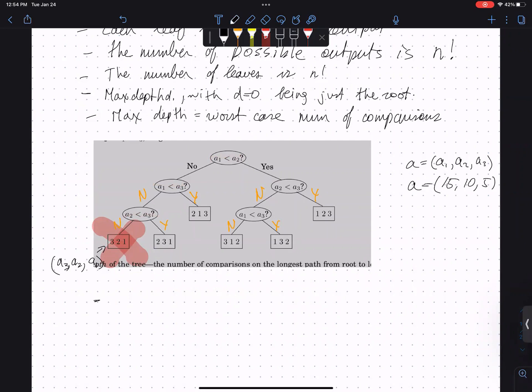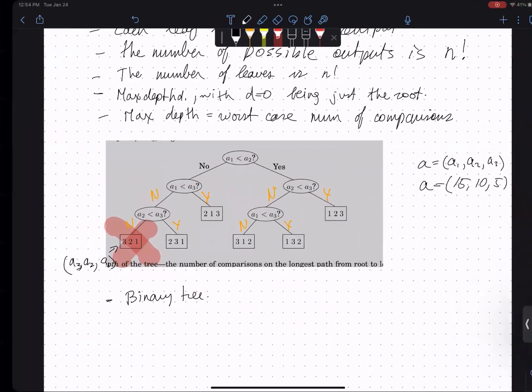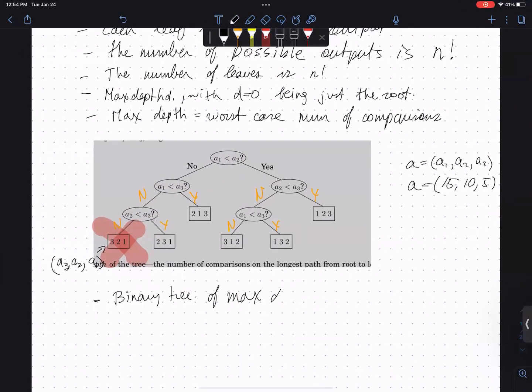Okay, and finally, I want to observe that it's a binary tree. And a binary tree of max depth D has at most how many leaves? Just a general property, nothing to do with this specific tree. A binary tree of max depth D, how many leaves can you fit in there, guys? 2 to the D.